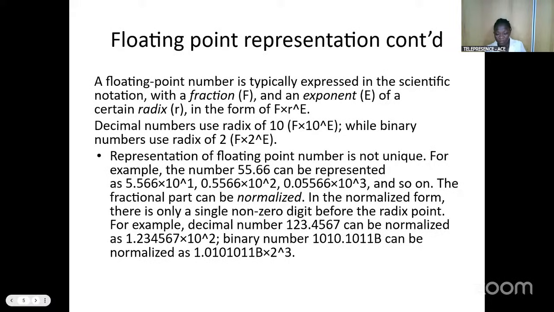The representation of a floating point number is not unique. For example, the number 55.66 can be represented in various ways, just like having it as 5.566 times 10 raised to the power of 1.